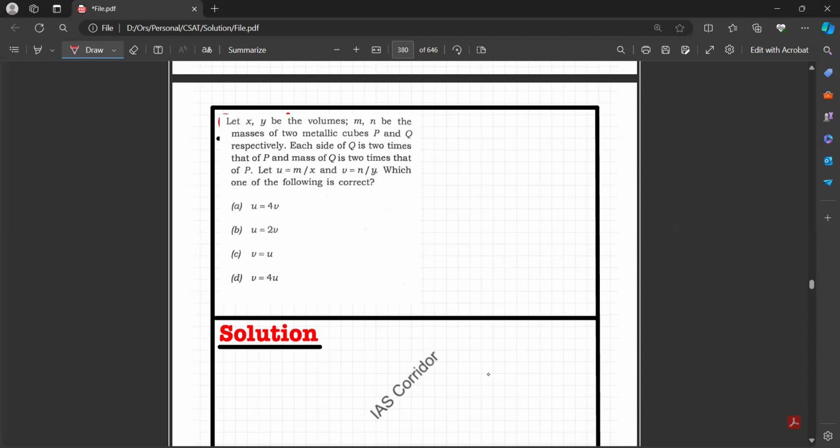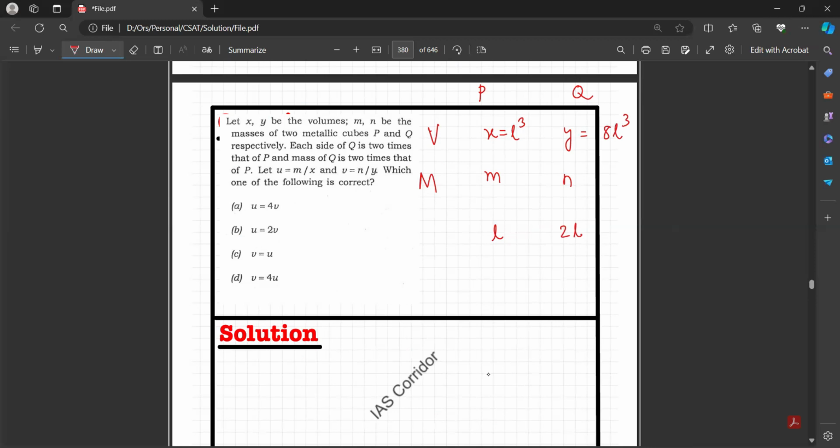X, Y be the volumes. Volume X and Y. M, N be the masses of two metallic cubes. So this is a metallic cube. Mass कितना है? M and N. Each side of Q is 2 times that of P. Suppose this is P, this is Q. Each side is 2 times. अगर ये L है, तो ये कितना हो जाएगा? 2L. Volume will be what? L cube. This will be 8L cube.